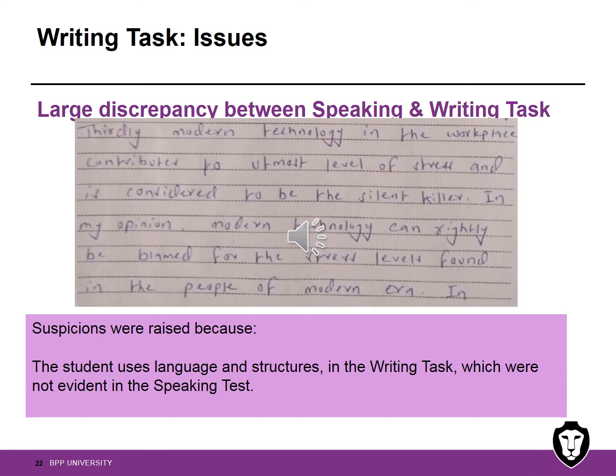Okay, in this next one, suspicions were raised because the student uses language and structures in the writing task which were not evident in the speaking test.